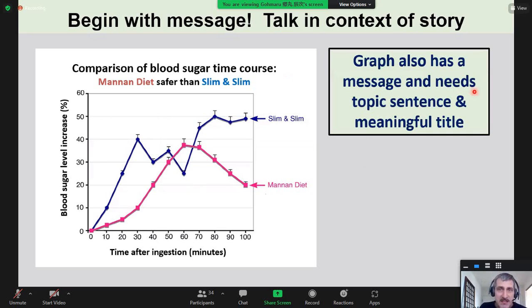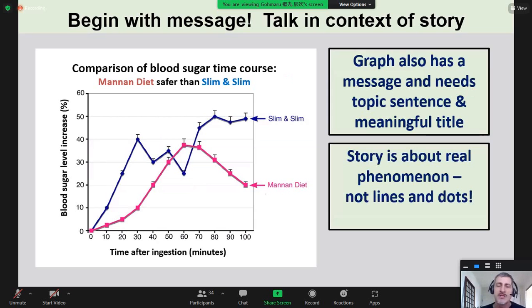It also needs a topic sentence and a meaningful title. And the story needs to be about what's really happening, not how the lines are moving, because the audience can see that. Very often students will just tell you what these lines are doing, how they are moving. Well, the audience can see that. The audience needs to know what does that mean. So here's a sample explanation for this. I prepared two, one long and one short.